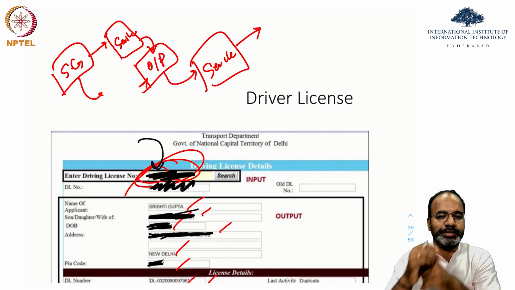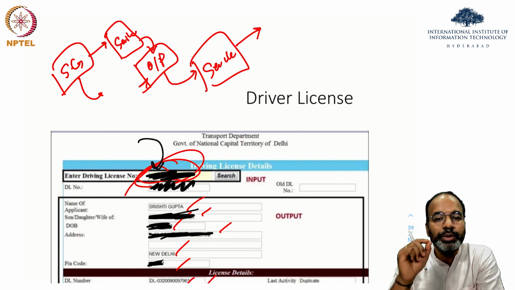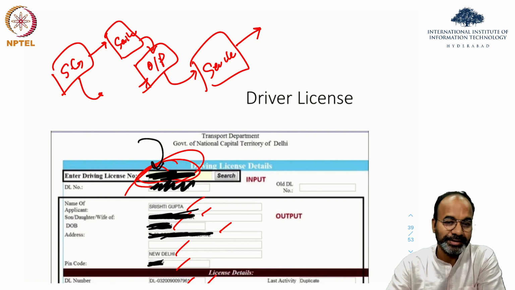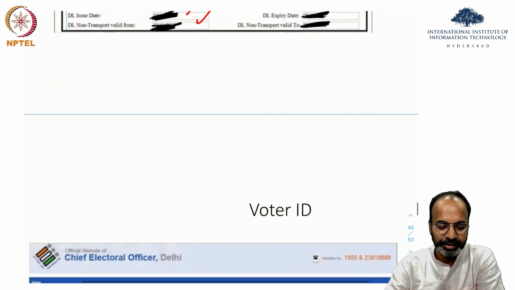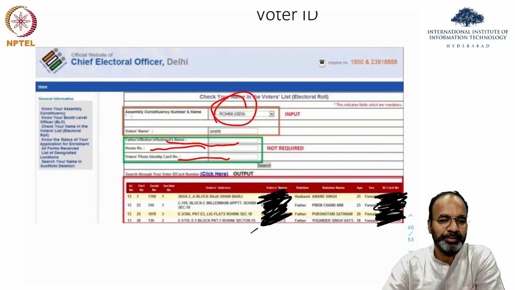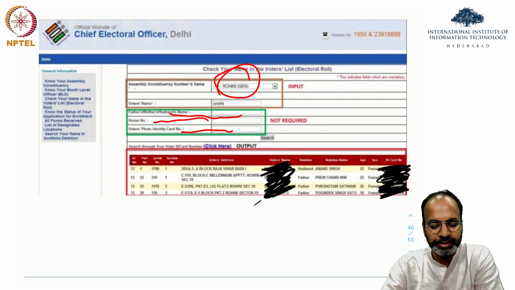And it's also interesting to see how much personal information you can draw from these government services only, using some simple information to start with. And these are examples taken some years back, so the exact page may not look like this, but some of these services were available at some point in time. So this is a voter ID.